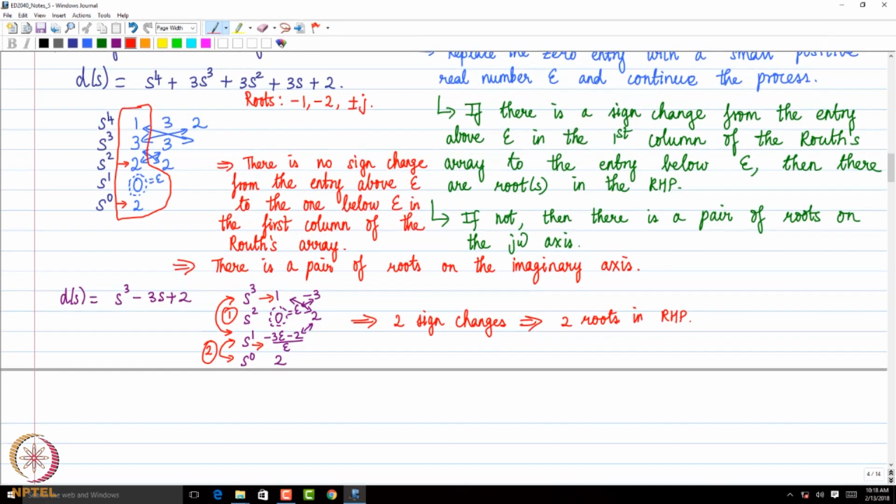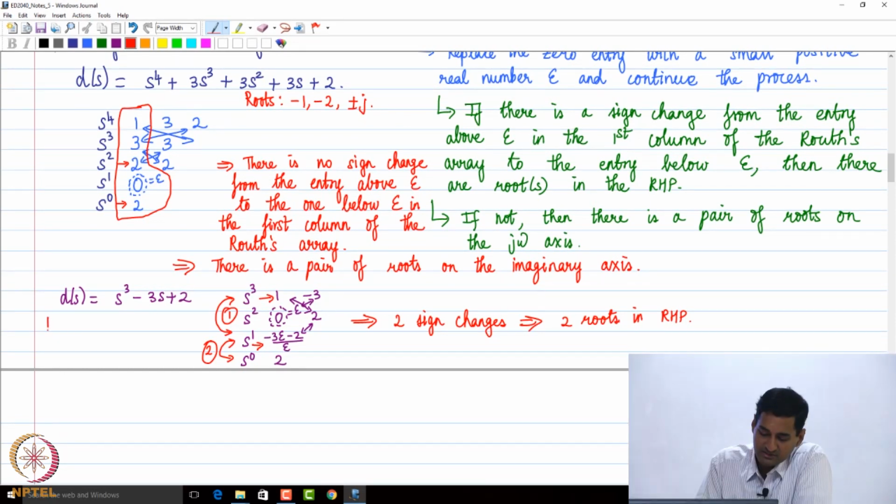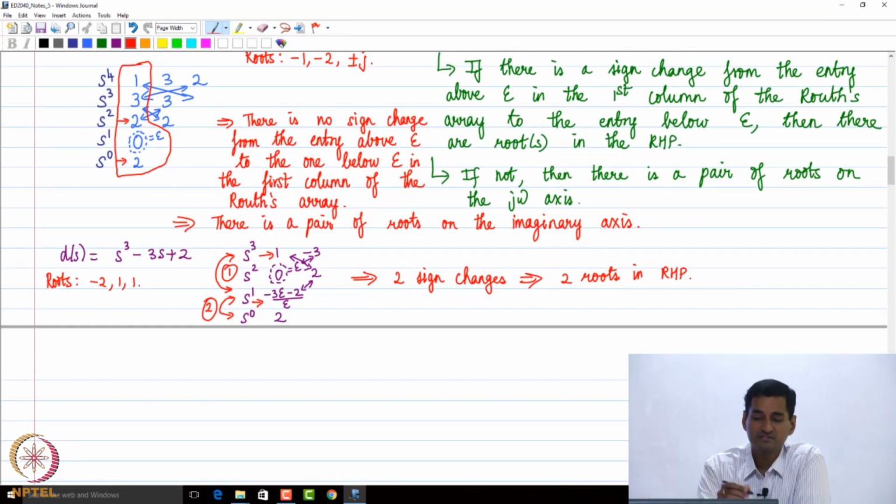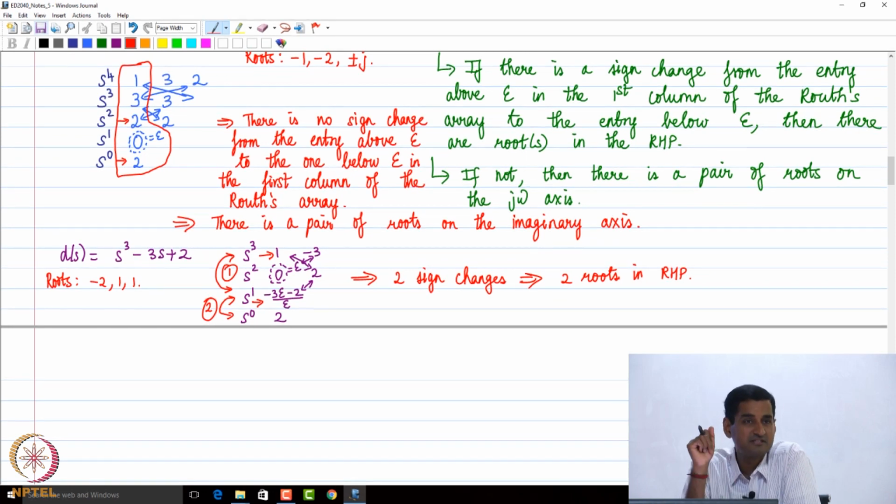That's the conclusion we can draw here, and it so turns out that the roots of this equation are minus 2, 1 and 1. You can factorize this polynomial as s minus 1 whole square times s plus 2. You can try it out. So you see that those will be the roots. That's what we could figure out. So that's the first special case: when the first element in any row happens to be 0 with other elements being non-zero.